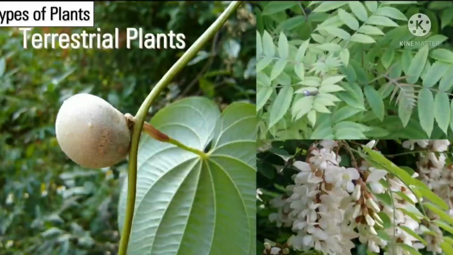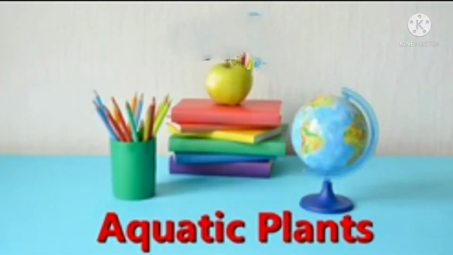Children, in the previous class, we discussed terrestrial plants, isn't it? Hope you all have learned that portion. Children, today we are going to learn the next type of plants, that is aquatic plants. Okay.